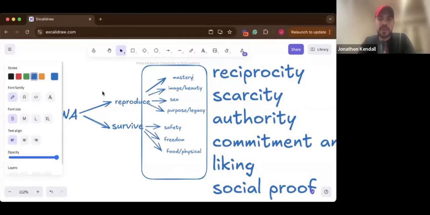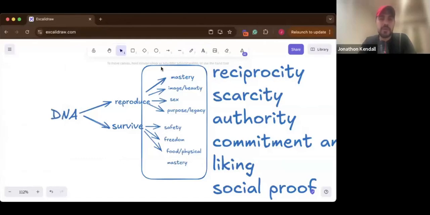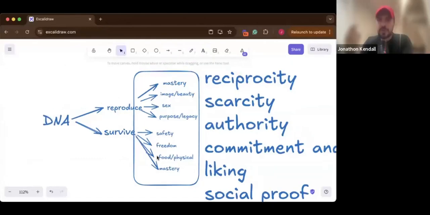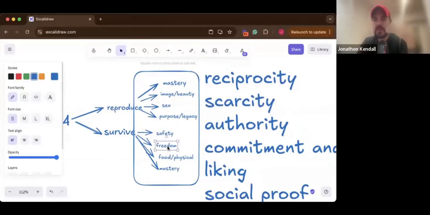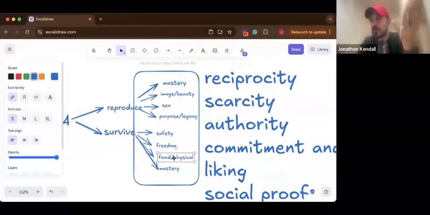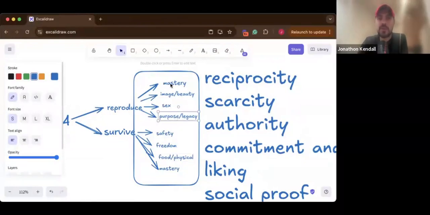A lot of times people like mastery. Some of you are just tinkerers and you just want to get really good at something. That's honestly both mastery and survival, or both reproduction and survival. And so it's more than just these. But if you start to think about it, people want mastery. They want safety for themselves and their family. They want freedom. They want good food and health. They want sex. They want purpose and legacy. They want to be good at something.